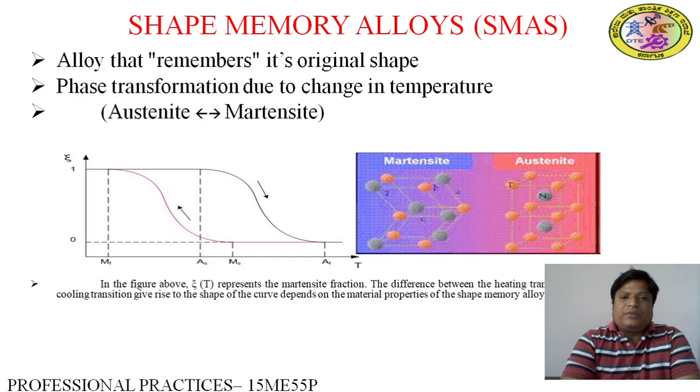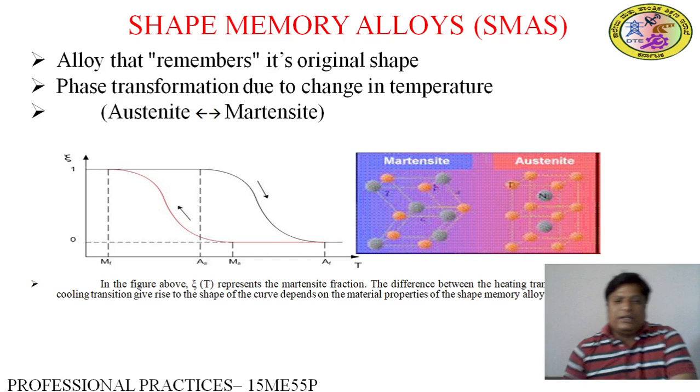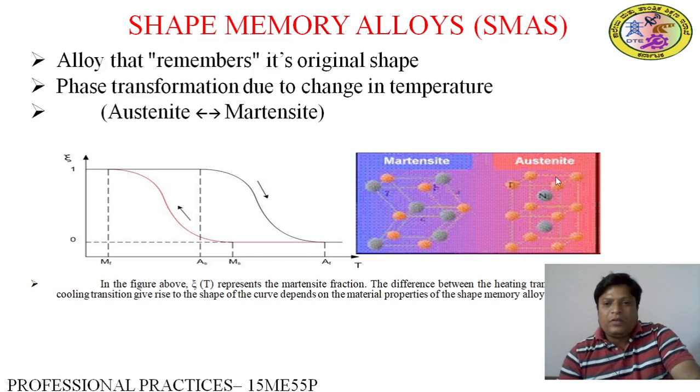There is a phase transformation due to change in temperature. The phase transforms inside the material due to temperature. So here, the austenite phase will be transformed to martensite, or the martensite phase will be transformed into austenite.